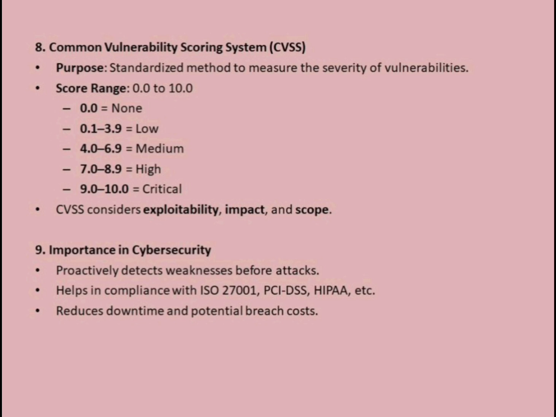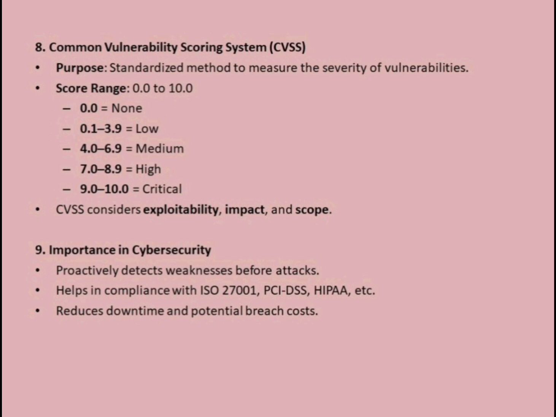The CVSS score ranges are divided into categories. 0.0 is none, no impact. For example, a logging issue that does not affect security. 0.1 to 3.9 is low, minor vulnerabilities that have little risk. Example: a system that discloses the version number of its software but does not expose sensitive data.